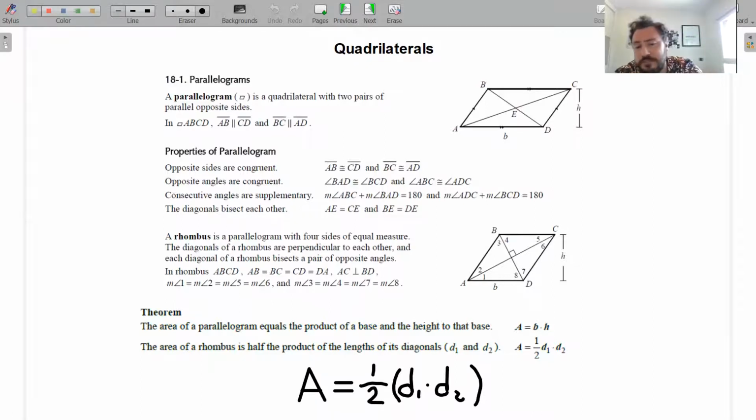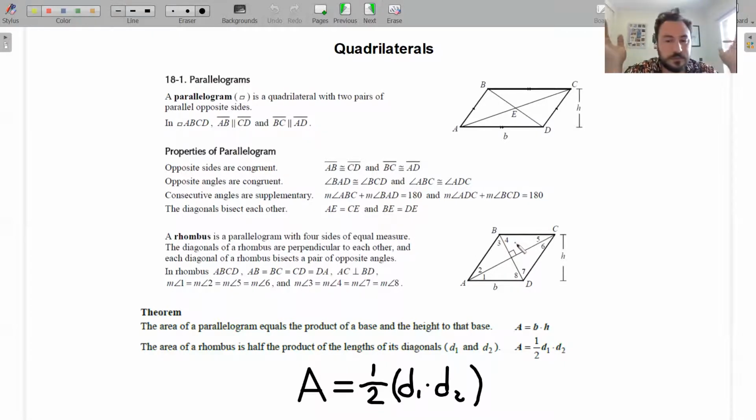Everything we just said can be applied also to the rhombus. The difference between the rhombus and the parallelogram is that all four sides are the same, meaning that AB is equal to BC, that is equal to CD, that is equal to DA. And AC is going to be perpendicular to BD. That means that the angles formed here are going to be 90 degrees, and that's going to be very helpful.